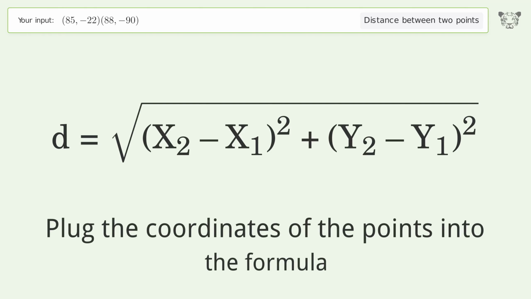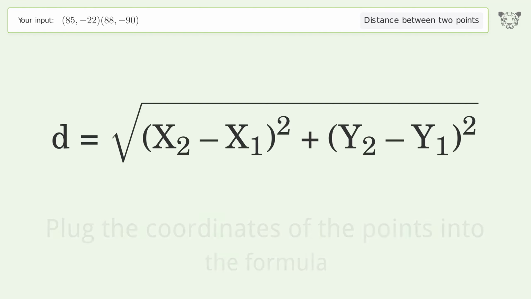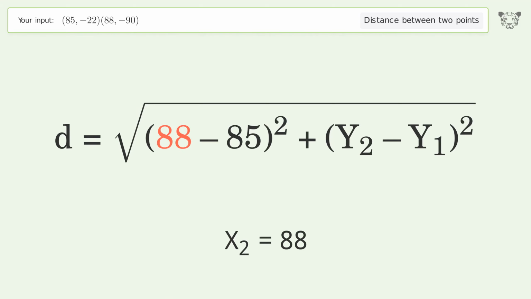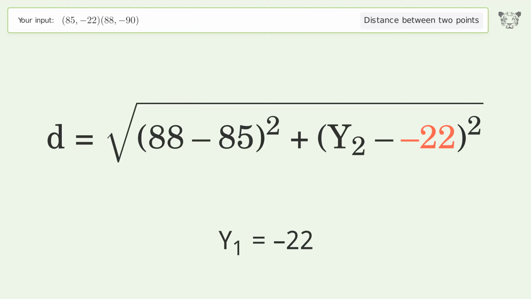Plug the coordinates of the points into the formula. x1 equals 85. x2 equals 88. y1 equals -22. y2 equals -90.